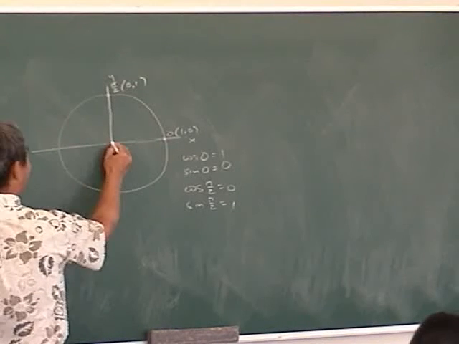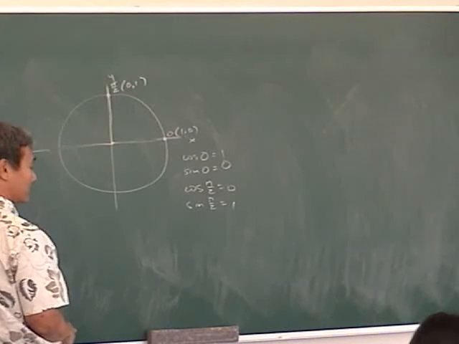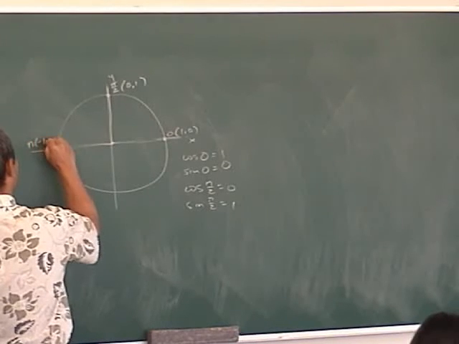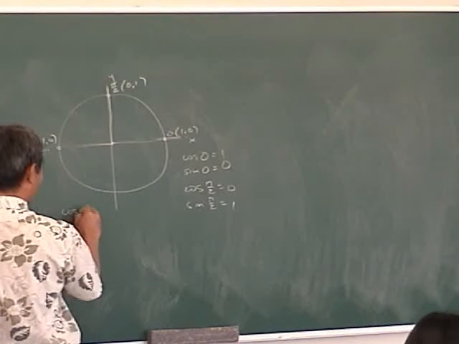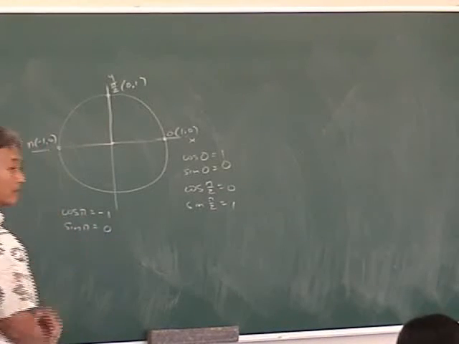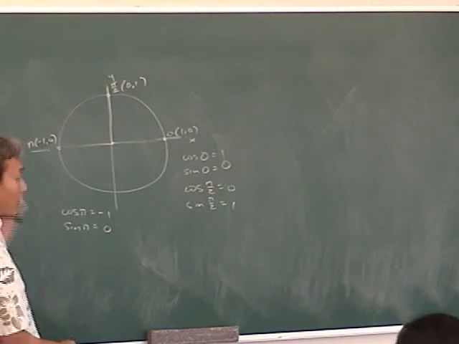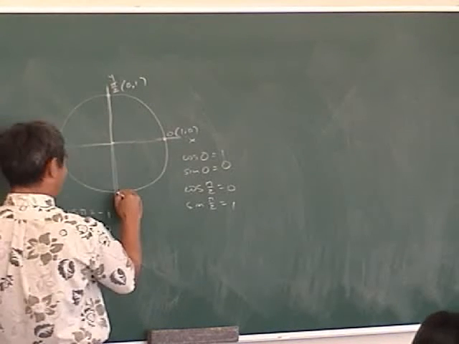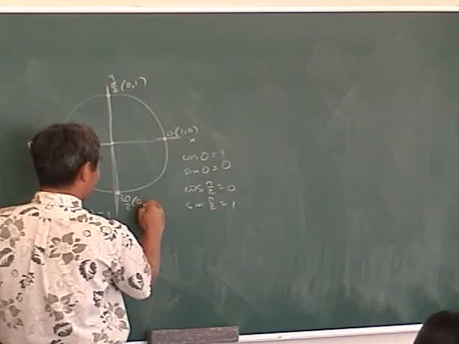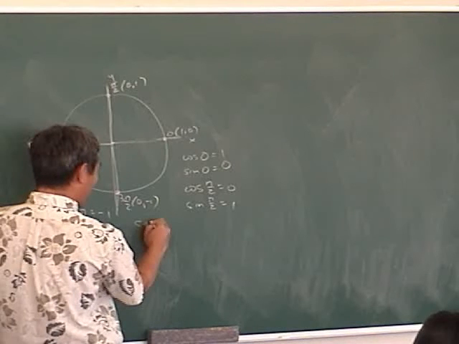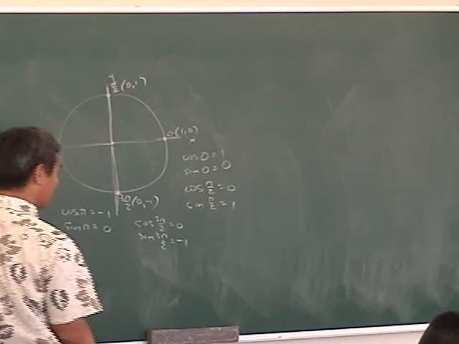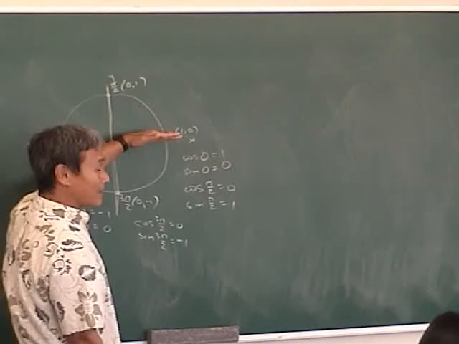Okay, 180-degree angle? What radian measurement is that? Pi. What are the coordinates at this point? -1, 0. So therefore, cosine of pi is -1. See, that's the x-coordinate. Sine of pi is equal to 0. Okay, what about a 270-degree angle? That's 3 pi over 2. That would be right here. What are the coordinates at this point? 0, -1. That's why the cosine of 3 pi over 2 is 0, and the sine of 3 pi over 2 is -1. And then, of course, 2 pi is the same thing as 0, right? And then it just keeps on going.